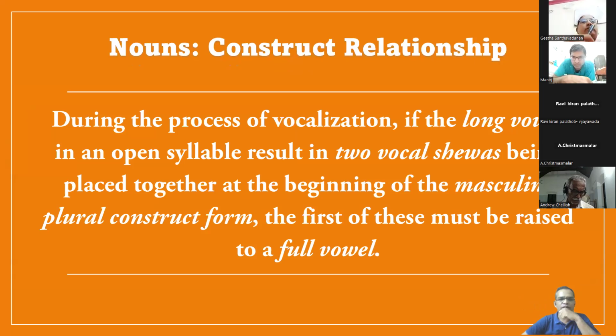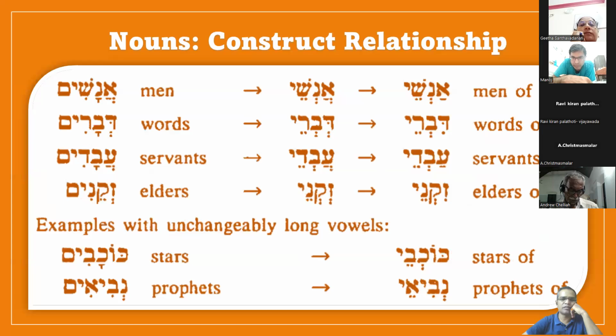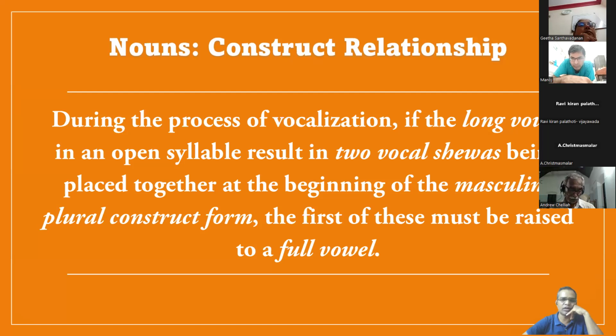Now, during the process of vocalization, if the long vowel in an open syllable results in two vocal Shivas being placed together at the beginning of the masculine plural construct form, the first of these should be raised to a full vowel. This can be understood by the following examples. Anashim becomes Anshe. But how does this become Anshe? Let us read the rule.